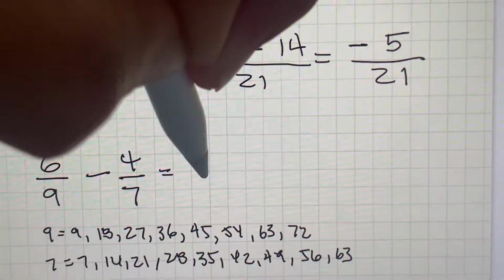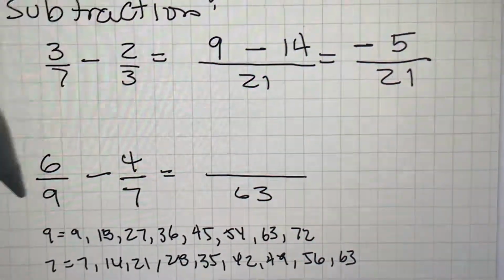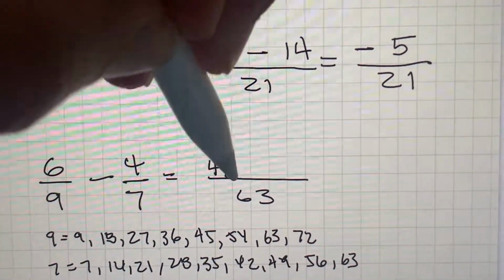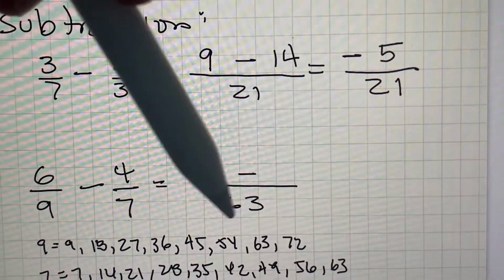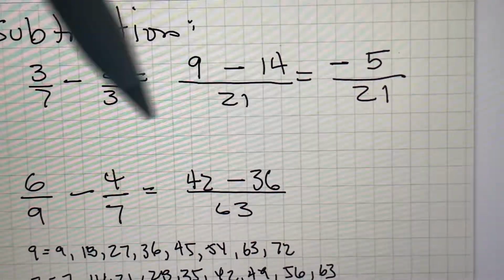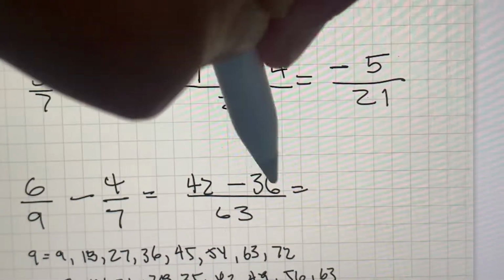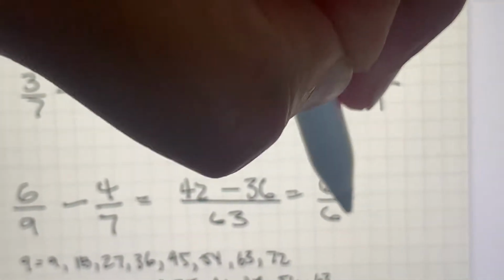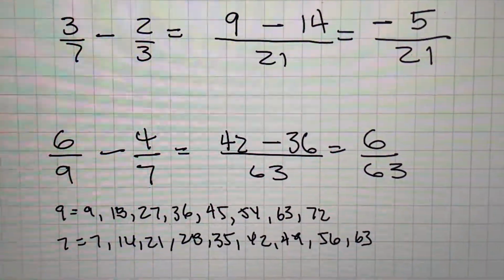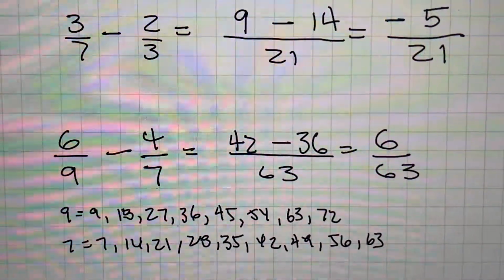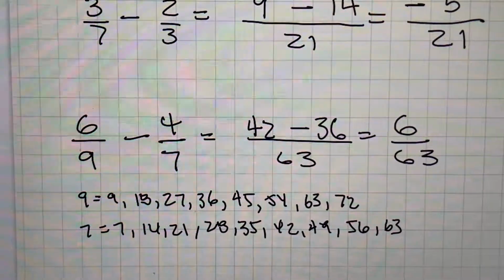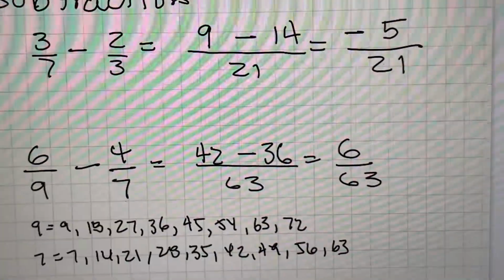There's nothing else. So 63 divided by 9 is 7, times 6 is 42. And then minus 63 divided by 7 is 9, times 4 is 36. So then I say 42 minus 36 is 6 over 63. And that would be my final answer. Would that be correct? Let's see.